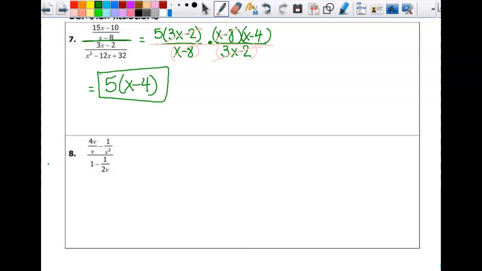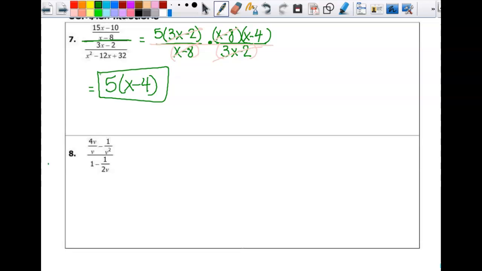5x minus 20 would be fine, but don't do it, because why? It's one more step you have to do. It's another ridiculous mistake you could possibly make and have a brain fart. Just be done with it. Okay, we good? All right, so number 8, we got fractions and fractions again.